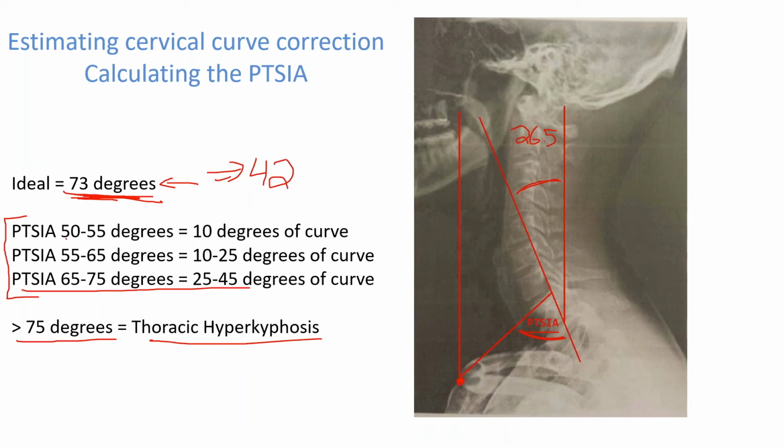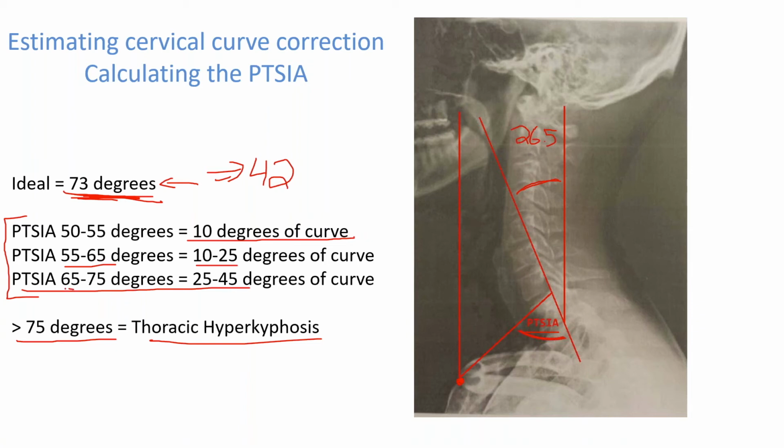So if I see a pizza in the 50 to 55 degree range, I'm assuming that patient's going to get about 10 degrees of curve. 55 to 65 degrees, I'm assuming 10 to 25 degrees of curve. And then lastly, 65 to 75 degrees is close to my normal range. I'm assuming 25 to 45 degrees of curve.